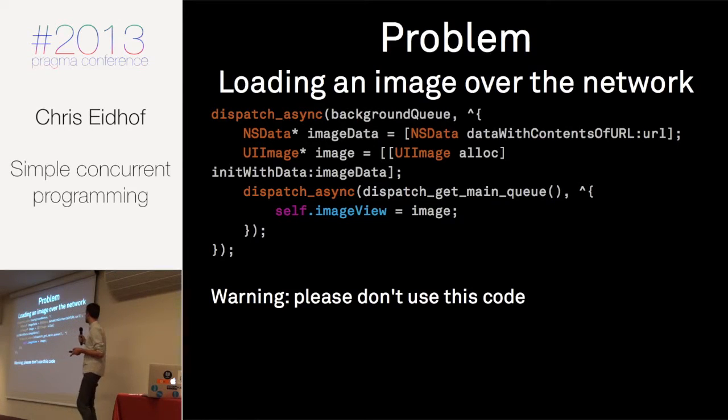So you say dispatch async on a background queue, and then everything inside that block gets done on a background queue. Then you say image data is data with contents of URL, and that's a blocking call. However, what I always thought, it doesn't matter because it's on a different queue. Then you say image alloc init with data, image data, and then you have your image. And once you have the image, you go back to the main queue and update your image view.